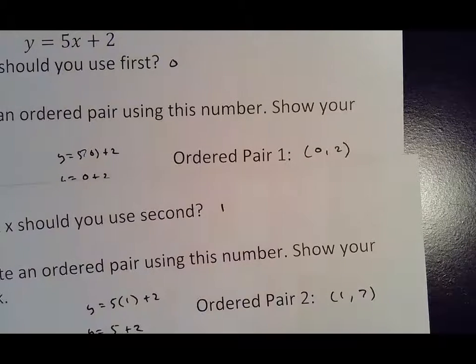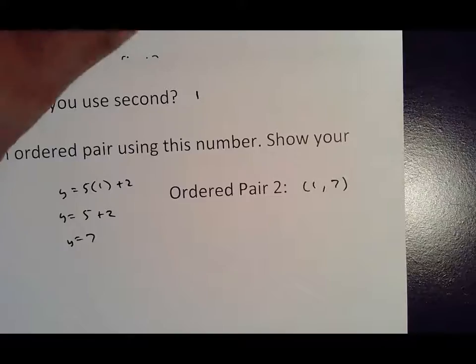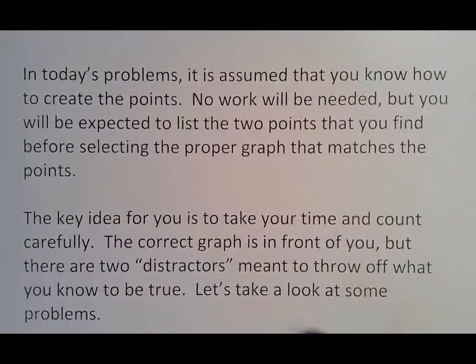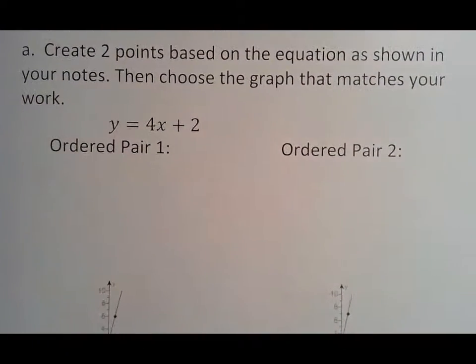All right. So outside of that, like I said, in today's problems, it's assumed you know how to create the points. No work will be needed. It's just going to say what are the ordered pairs, but you will be expected to list the 2 points that you find before selecting the graph. So you will have to start with 0 and tell me that ordered pair. You will have to go to 1 and tell me that ordered pair, and then make your choice. The key idea is for you to take your time and count carefully. The correct graph is in front of you, but there are distractors. Distractors mean that there are wrong answers that are supposed to look right that are meant to throw you off of what you know to be true. So let's take a look at a couple problems and see what happens.